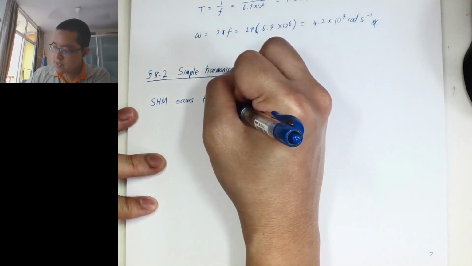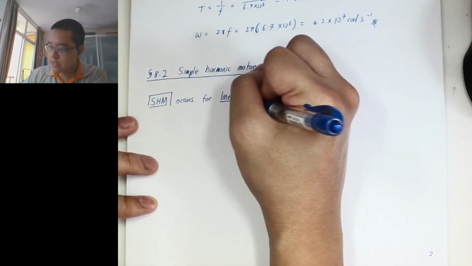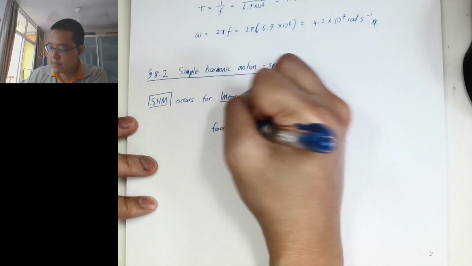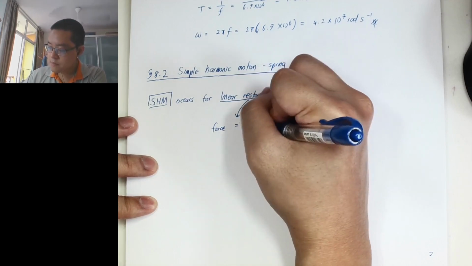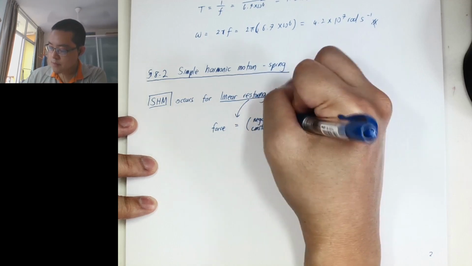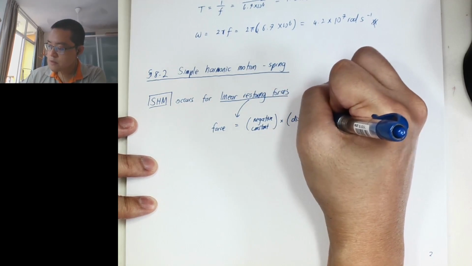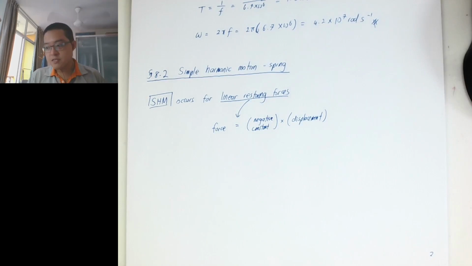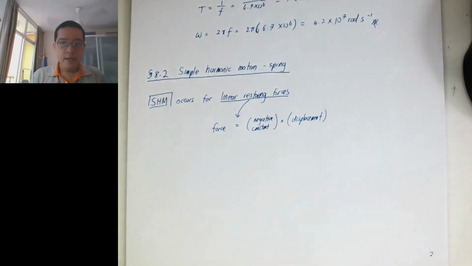Okay, so what is a linear restoring force? We are talking about simple harmonic motion, which happens for a linear restoring force. A linear restoring force just means that the force is equal to a negative constant times a displacement. As you can see, it is an example of a conservative force, because this force is position dependent only. And I need a negative constant also.